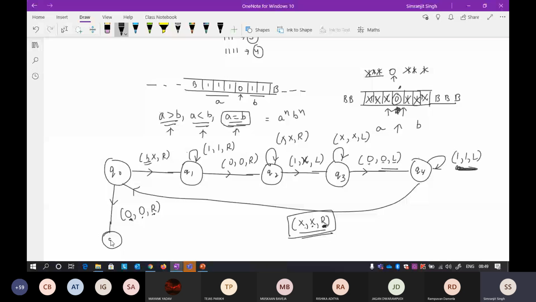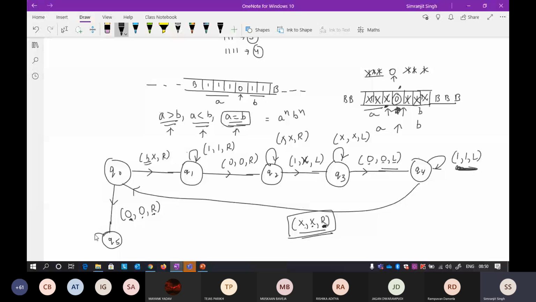you go to another state, that is your q5, and I'm just checking that now, because all the ones here in A are over. Now all the ones here in B should also be over. Okay, so that is how I can tell that this A part is equal to this B part. Okay, so that is why now I am moving towards the right.